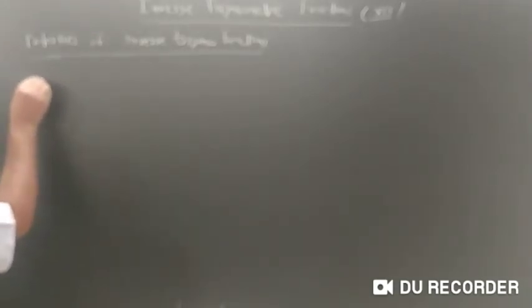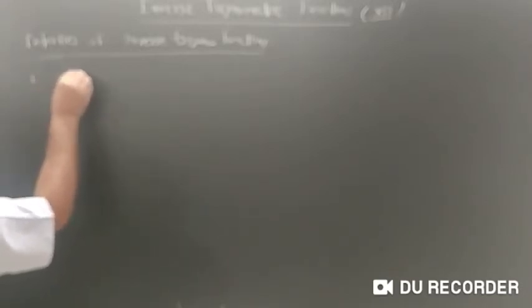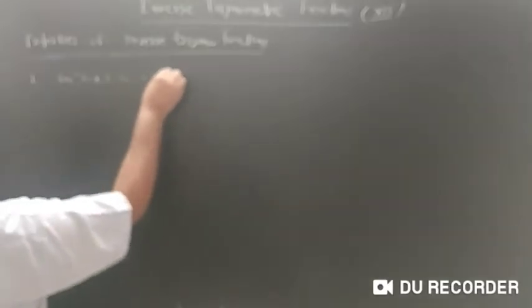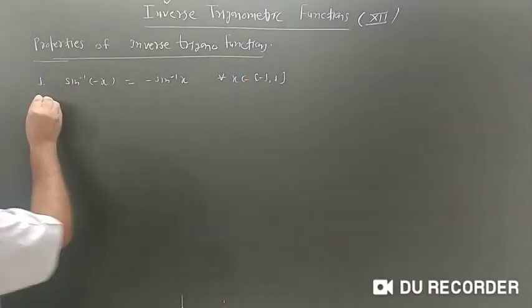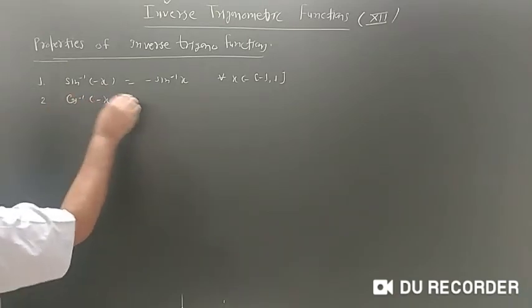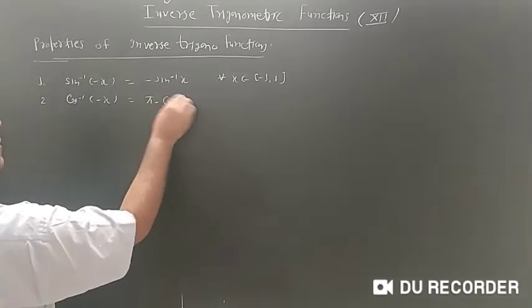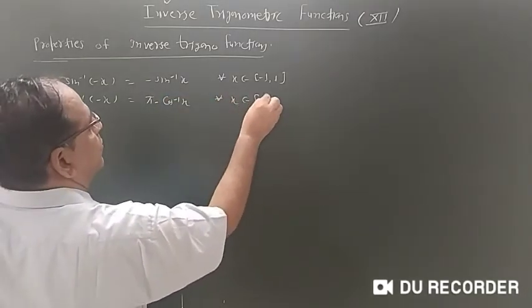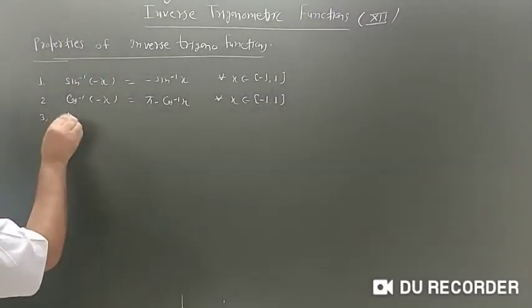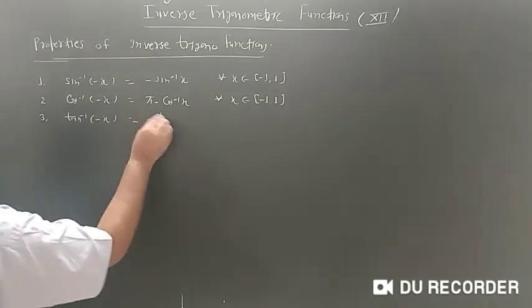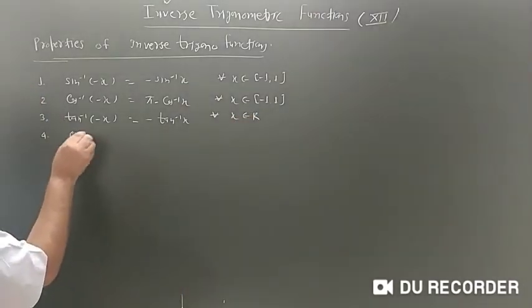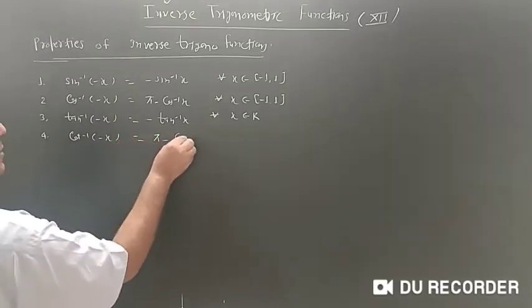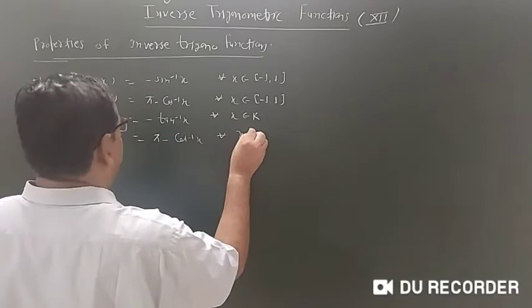Now we are taking some more properties of inverse trigonometric functions. Sin inverse of minus x equals minus sin inverse x for every x belonging to [-1, 1]. Cos inverse of minus x equals pi minus cos inverse x for every x belonging to [-1, 1]. Tan inverse of minus x equals minus tan inverse x for every x belonging to R. Cot inverse of minus x equals pi minus cot inverse x for every x belonging to R.